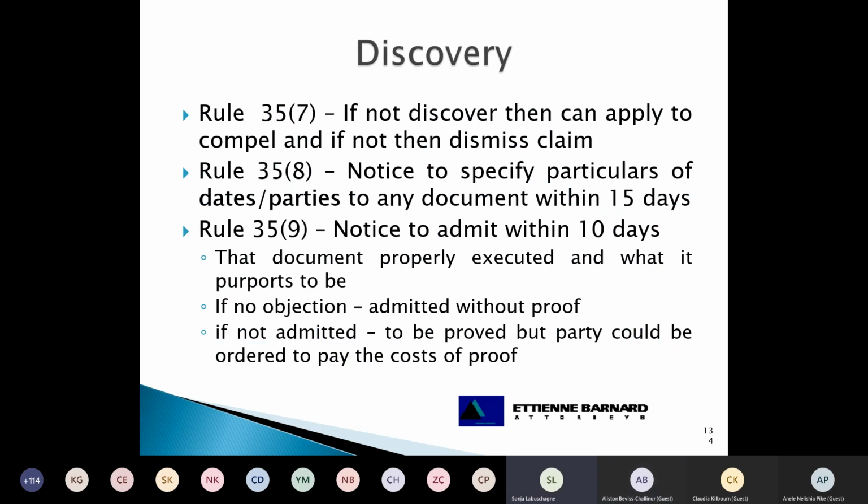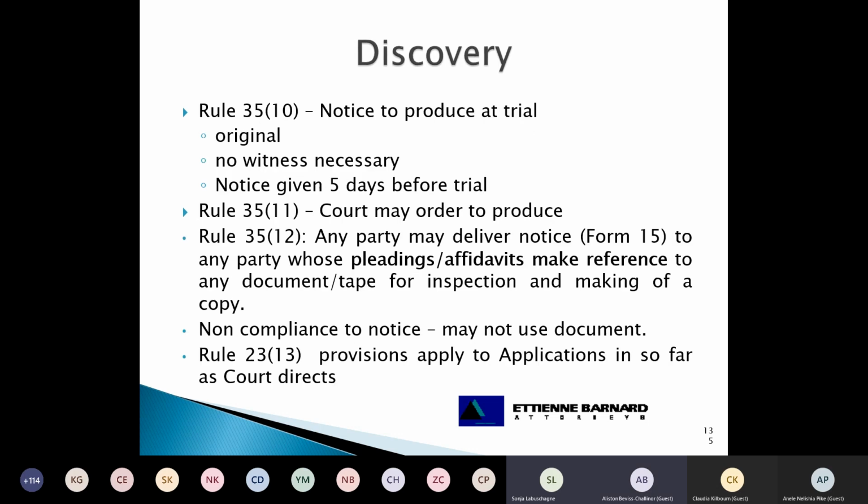As I say, if they don't discover, then you can compel them, and if they don't come back, you can dismiss the claim. You can ask for specific documents, especially if they referred to them previously. Very important that you make sure it's not a fishing expedition, that you make the allegation that they are in possession of the document. If not, again, they can get costs against you.